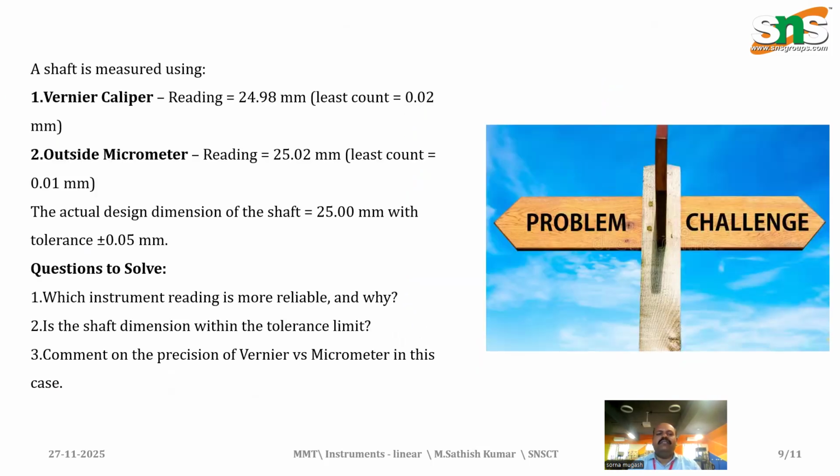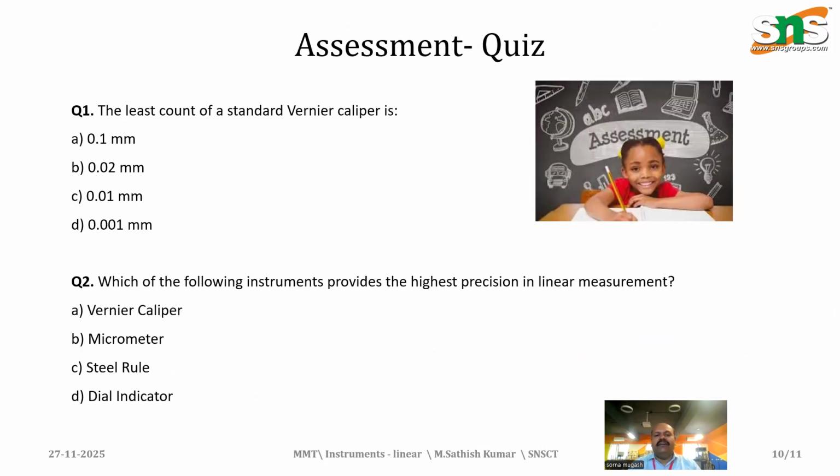We have a small challenge here to find out the reliability of an instrument. We have a vernier caliper as well as an outside micrometer. Find out which instrument's reading is more reliable and why. Is the shaft dimension within the tolerance limit? And the third question is to comment on the precision of the vernier caliper versus the micrometer in this case. We also have a small quiz for you. Hope the quiz is very simple and easy. You can make it.